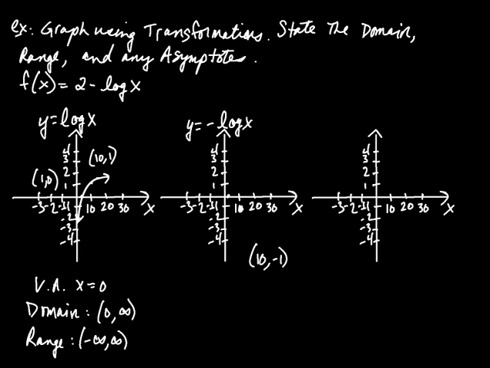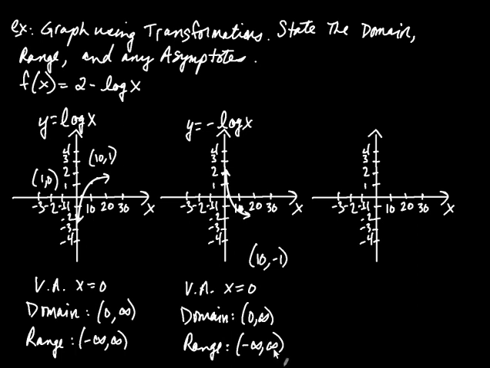Let's go ahead and graph that in. So there's our graph of y equals negative log x, and the vertical asymptote is still x equals 0. And the domain and the range have not changed. So the domain is still 0 to infinity, and the range is still negative infinity to infinity.